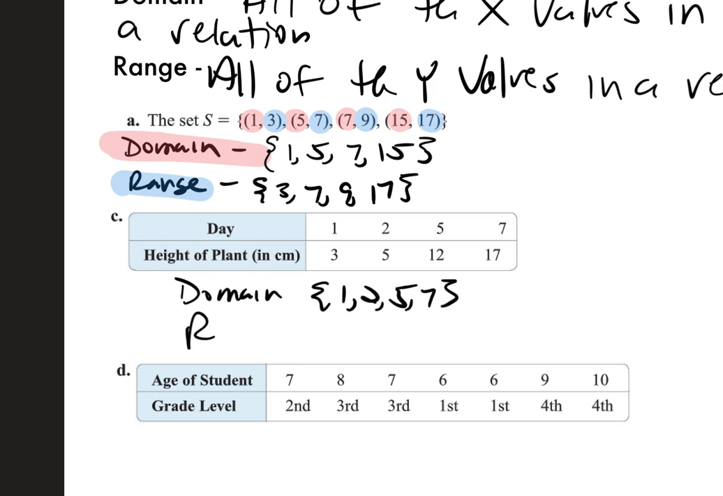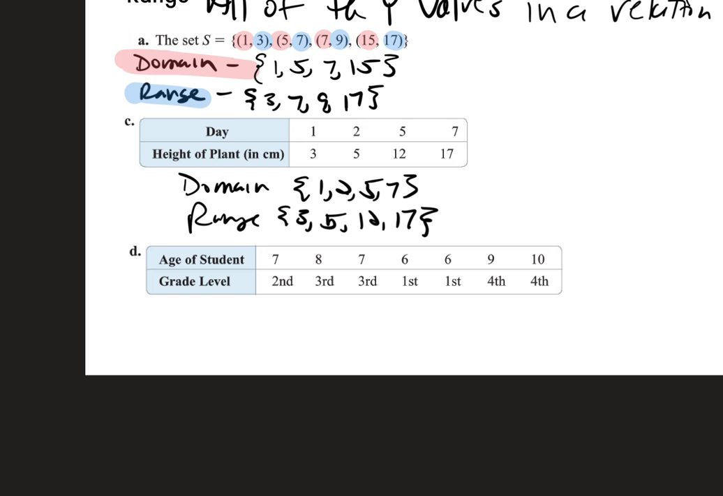My range would be 3, 5, 12, and 17. It's too good to be true. Let me tell you, if you have repeating things, that's fine. You just don't want to repeat them when you list out your elements.